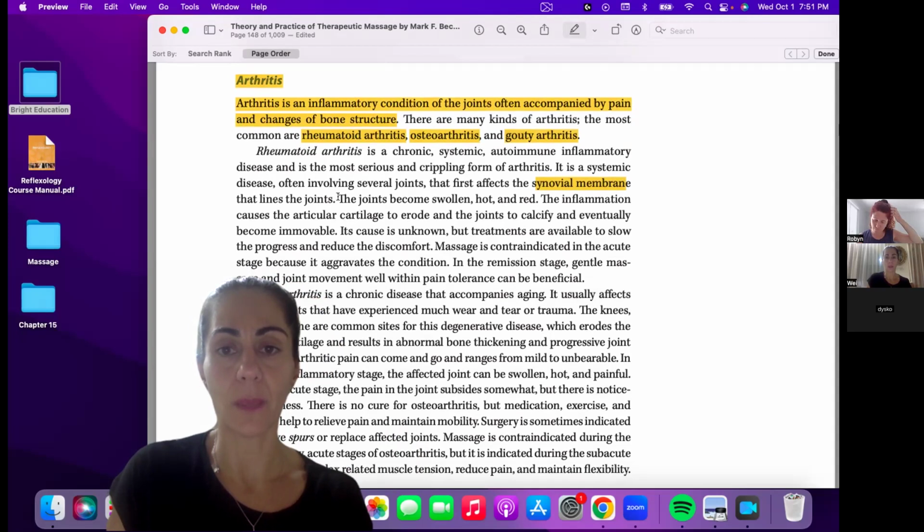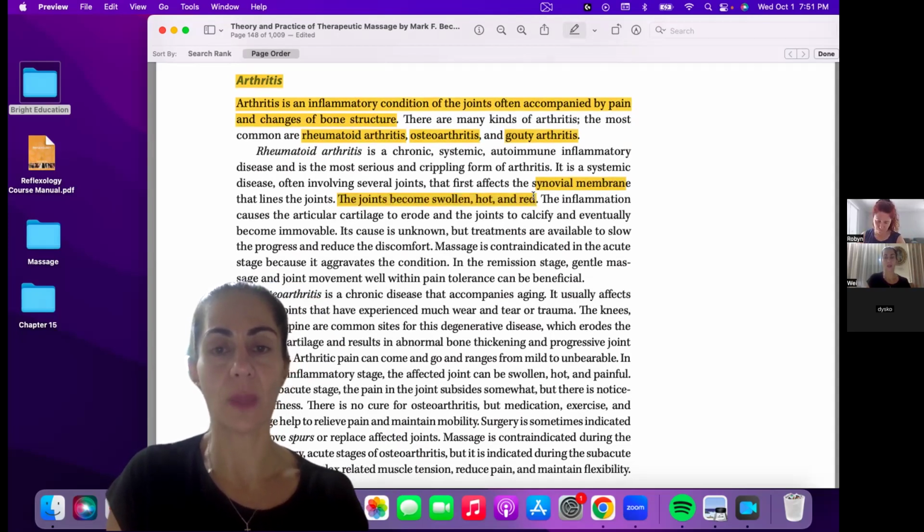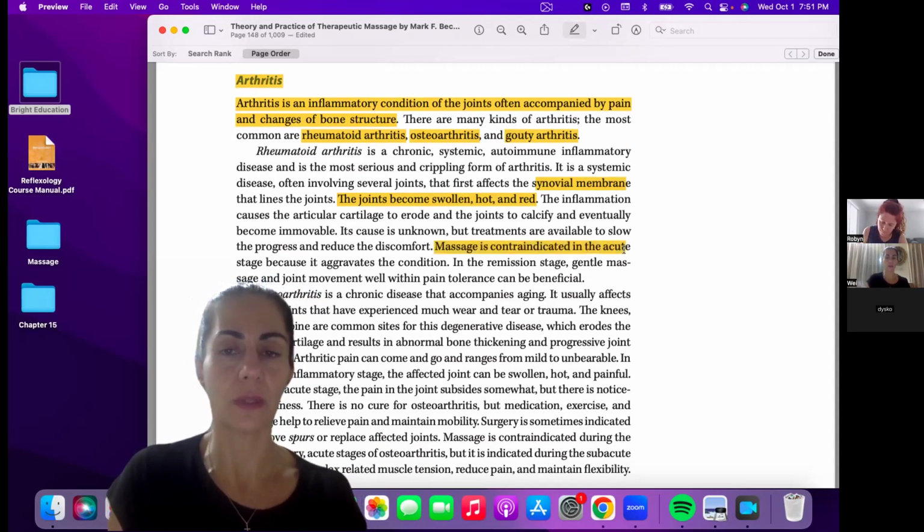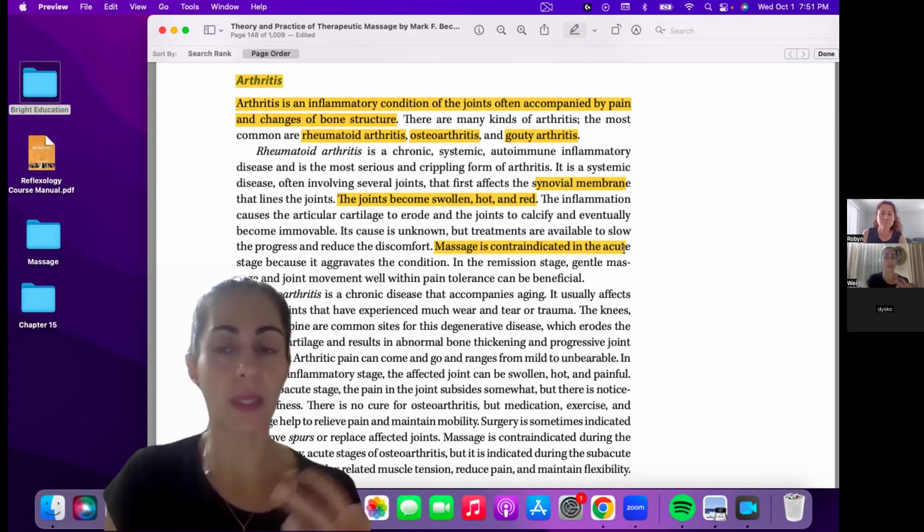Again, the signs of inflammation are what you're going to see. And the treatment: massage is contraindicated in the acute phase. Sometimes it could be in remission where it's not so bad, but sometimes it can exacerbate and flare up. That would be acute, and we don't touch it because massage will make things worse.